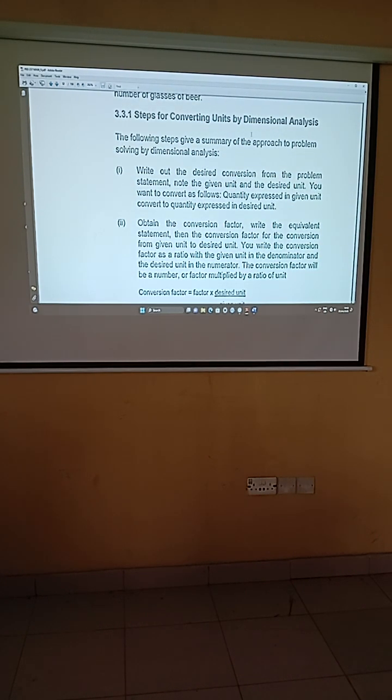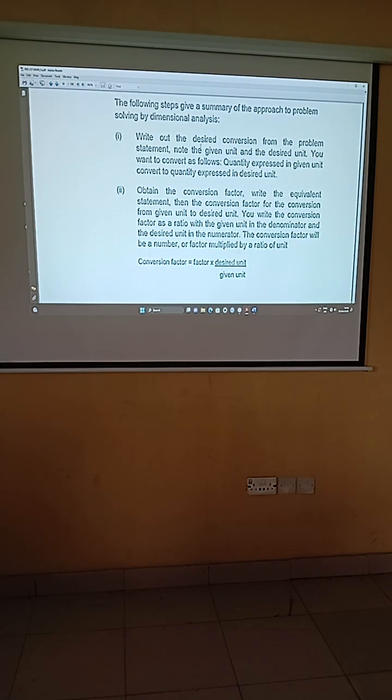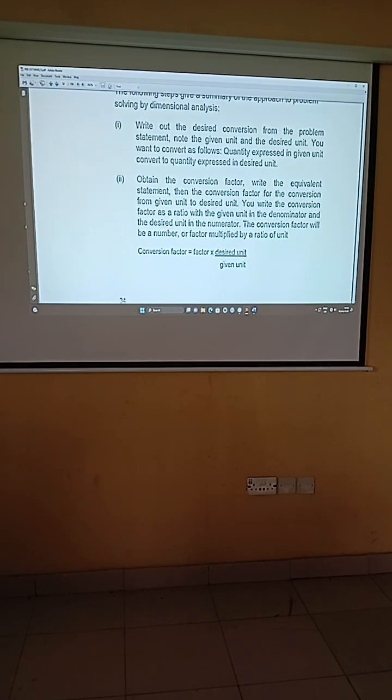Steps for converting units by dimensional analysis. The following steps give a summary of the approach to problem solving by dimensional analysis. So let's see number 1. It says write out the desired conversion from the problem statement. Note the given units and the desired units. You want to convert as follows: quantity expressed in given units, convert to quantity expressed in desired units. I'll throw light on that.